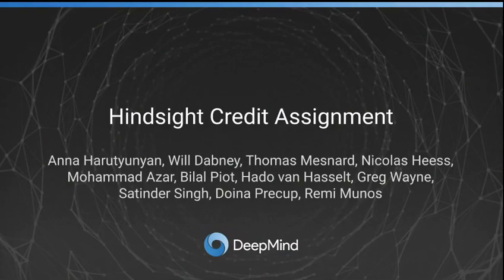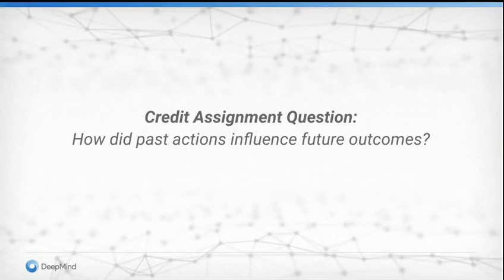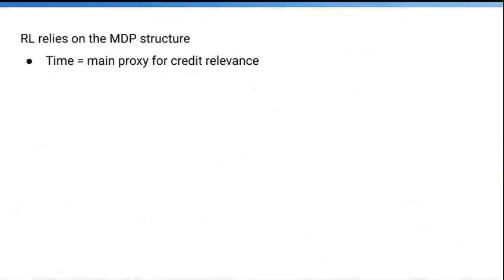This is a video for the paper called Hindsight Credit Assignment. The question that credit assignment asks is, how did my past actions influence the future outcomes? The way that the reinforcement learning agent usually goes about this question is by relying on the MDP structure of the world, and in particular by taking time as being the main proxy for credit relevance.